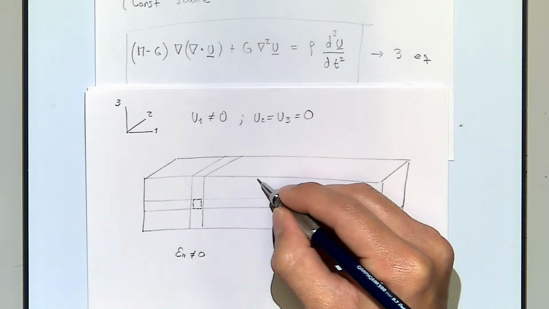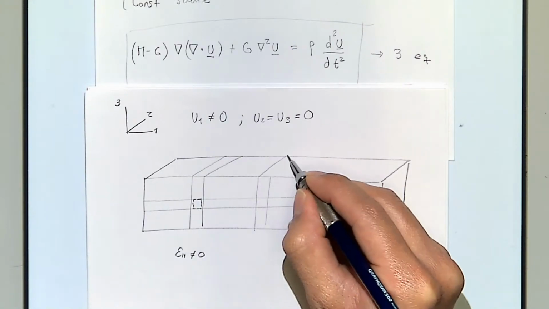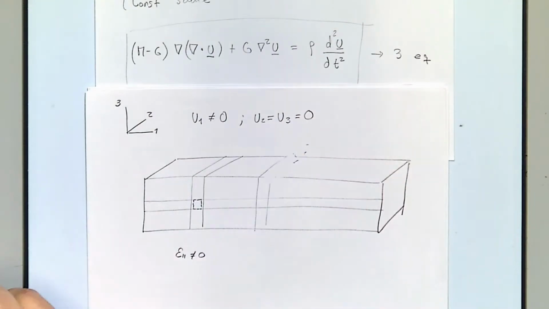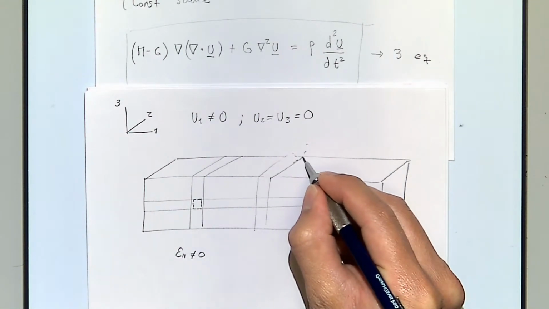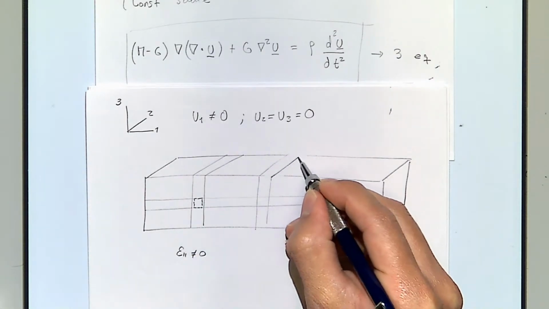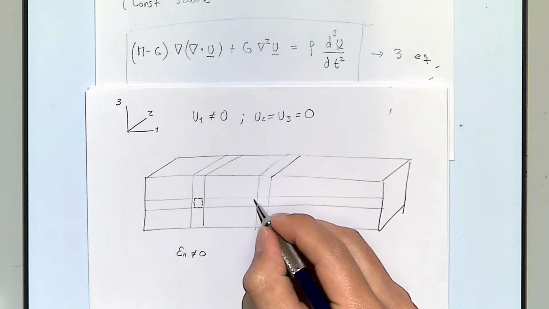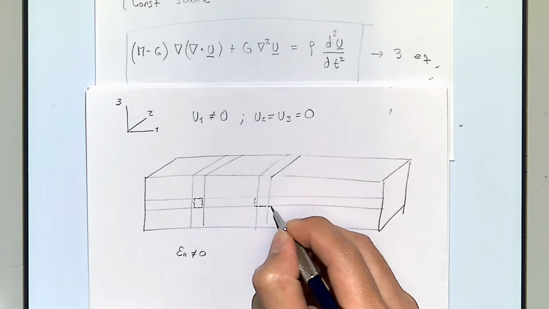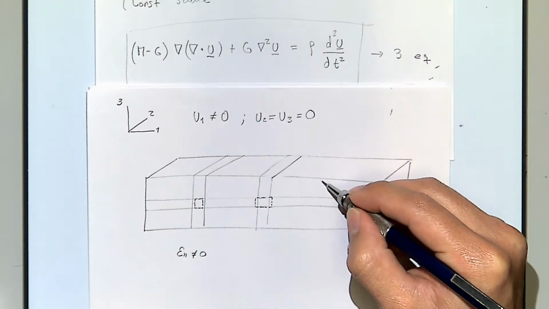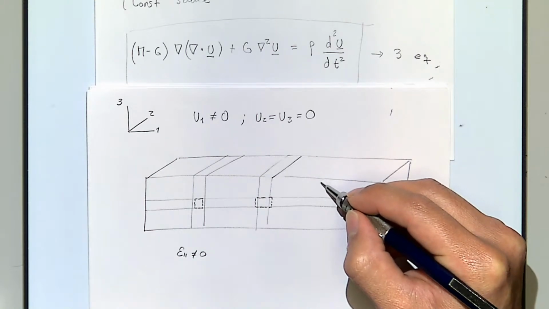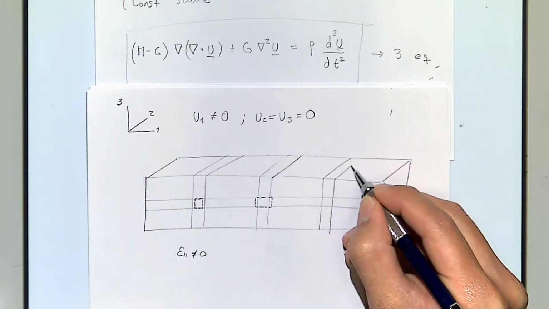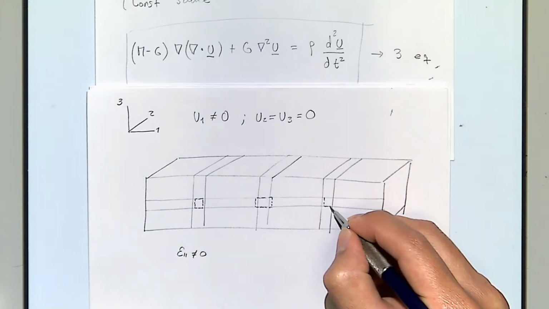At some length from here, because it's a wave, I'm going to have the opposite of a compression, and I'm going to have an expansion, and the deformed configuration is going to look like this. And at an equal distance from the first to the second, I will come back to compression.